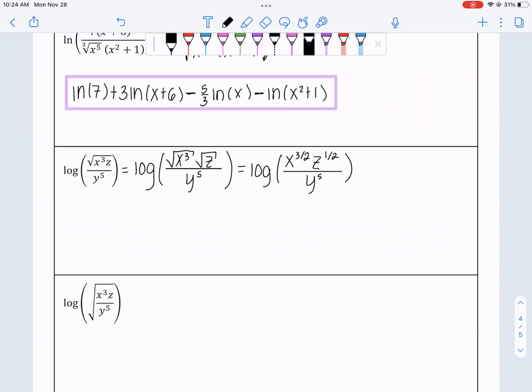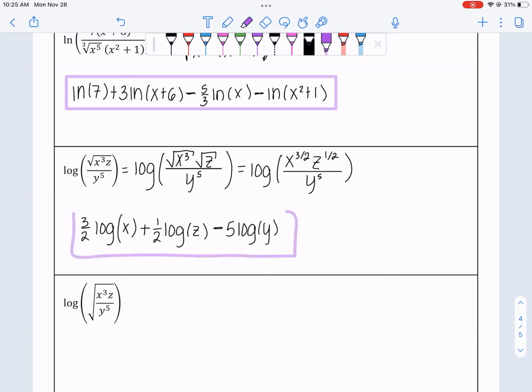Expanding that, x to the 3/2 is in the numerator, so it's positive. 3/2 comes down out front, log of x. Next one is z to the 1/2, plus because numerator, 1/2 is the exponent, log of z. In the denominator, minus, there's a y to the 5th, 5 is the exponent, log of y. Bam.